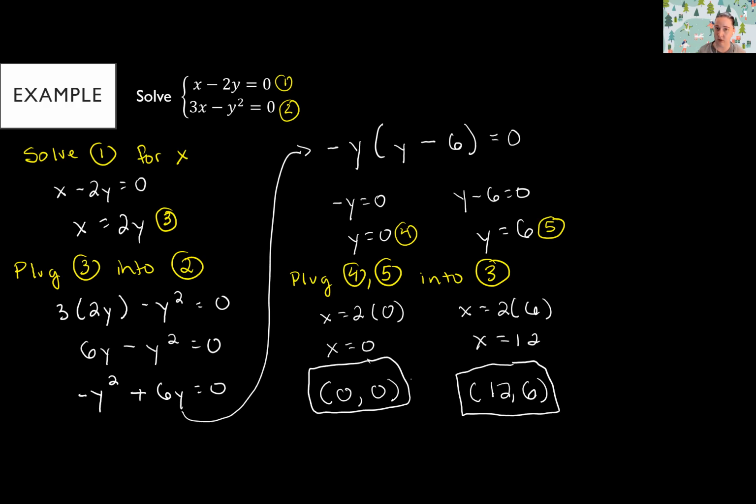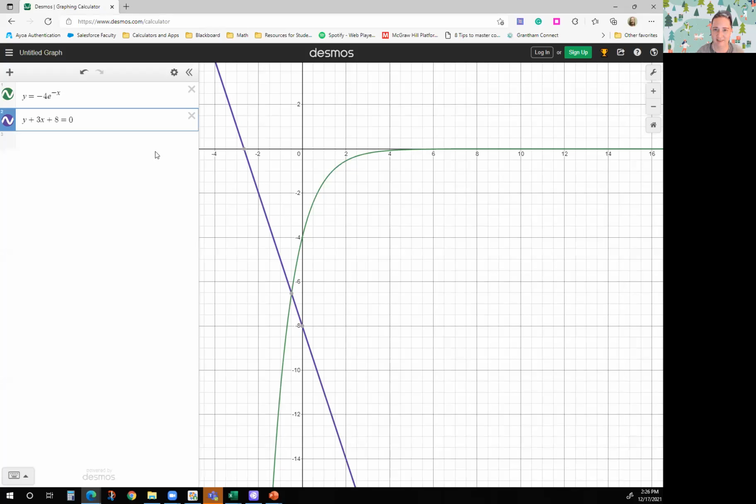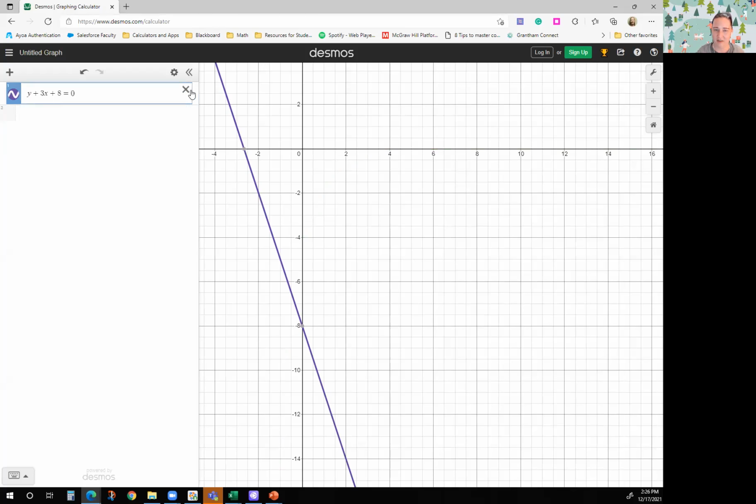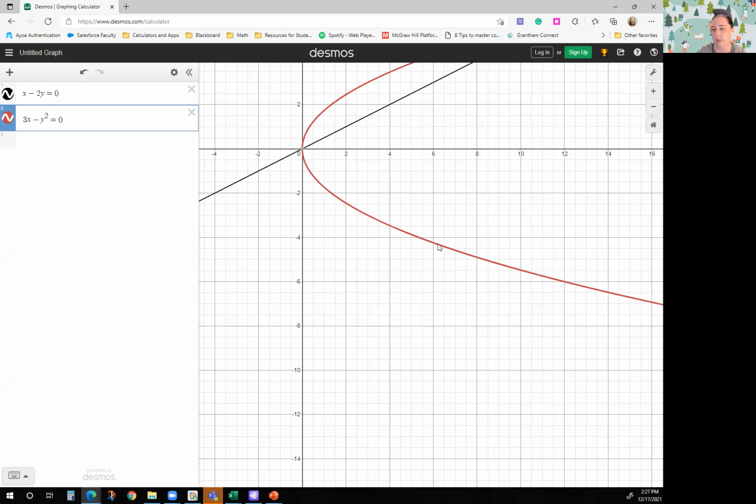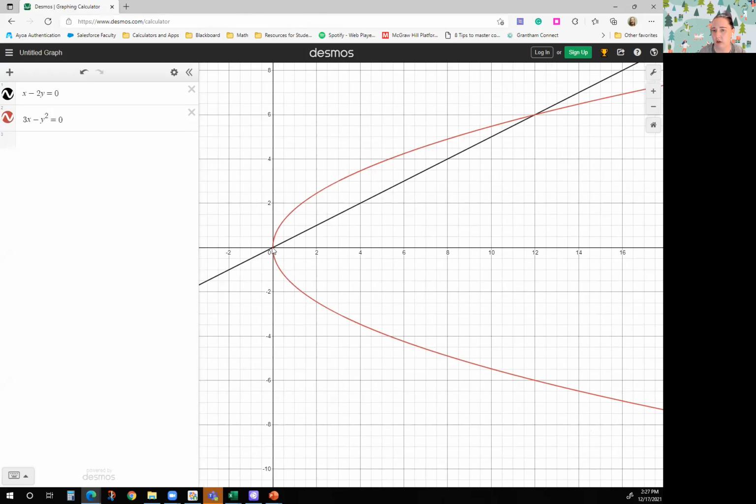So let's graph these, make sure I haven't made any other math errors. So I will delete these and type in, we had x minus 2y equals 0. And then 3x minus y squared equals 0. Okay, so we can see one solution here at 0, 0. And then this one here at 12, 6. So this one, I was able to do all my math right. No errors. So those are our two solutions.